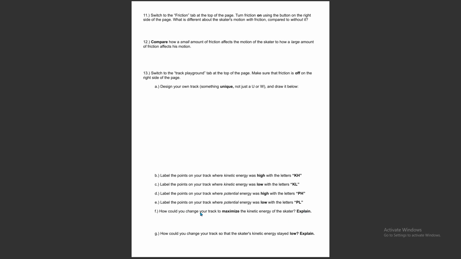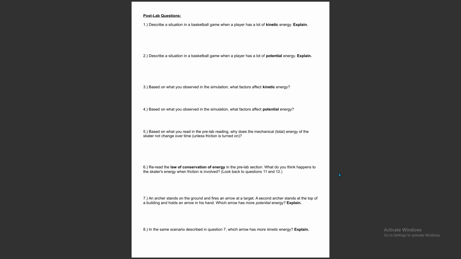And then think about how you could change your track to maximize the kinetic energy. So, what would you do after you've made your track? What would you do to make it a faster or better track? Also, how could you change your track so the skater's kinetic energy stays low? So what would you do to make sure you have a very slow track?